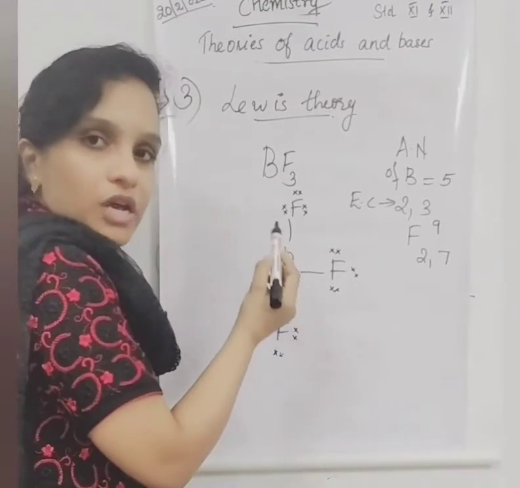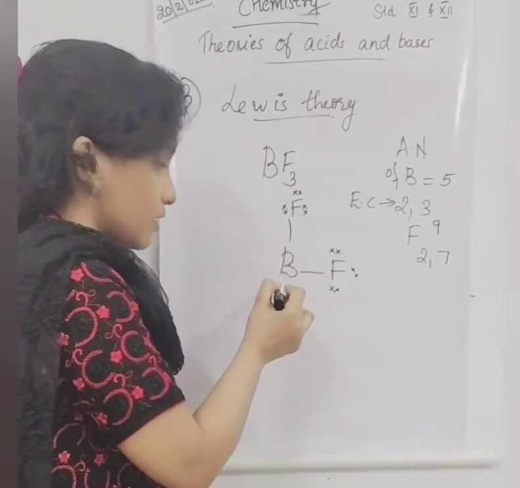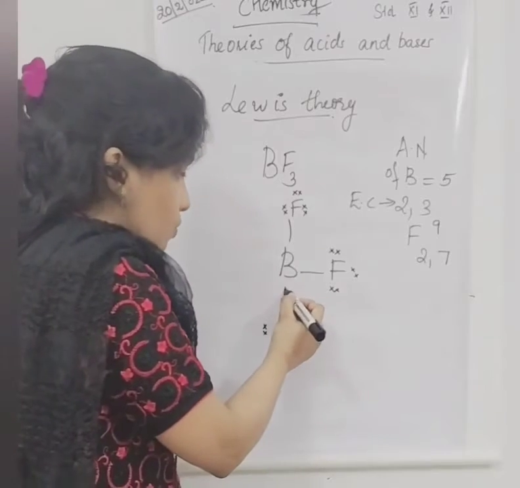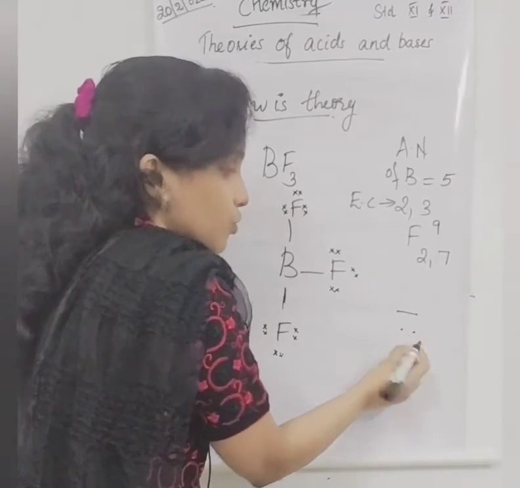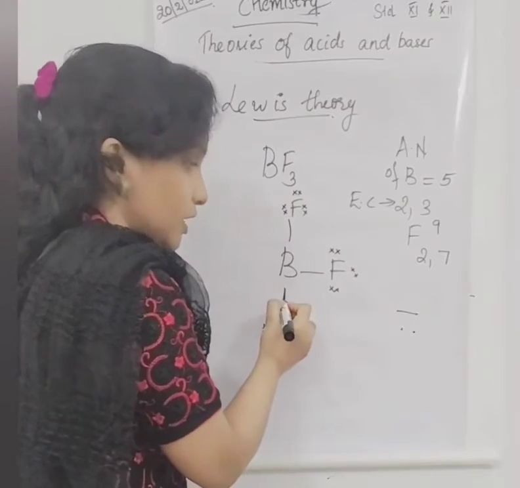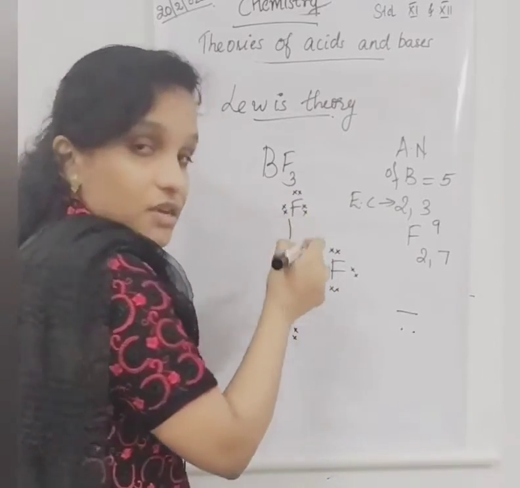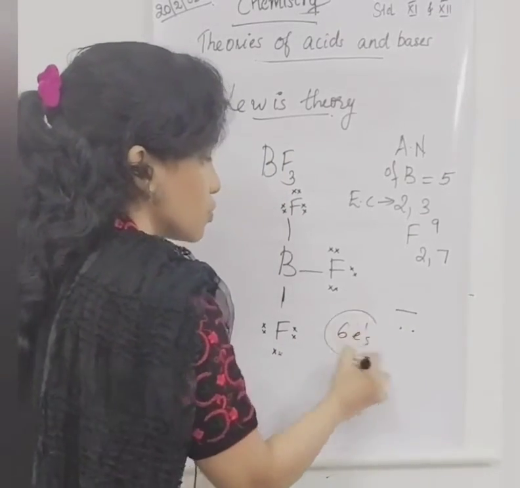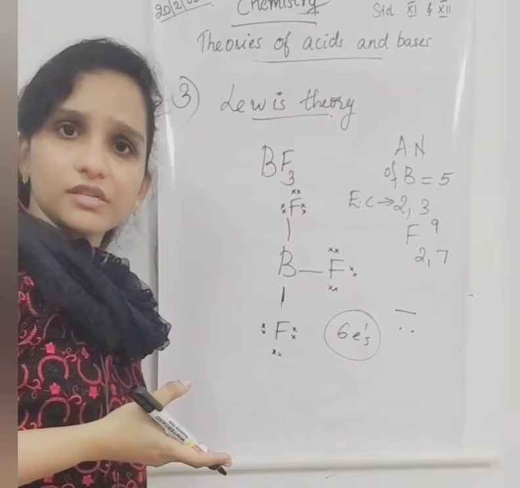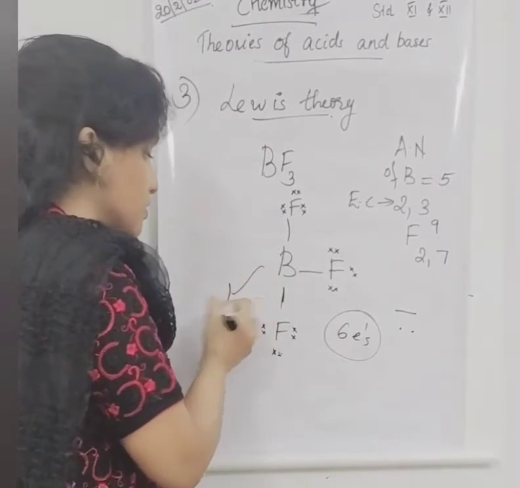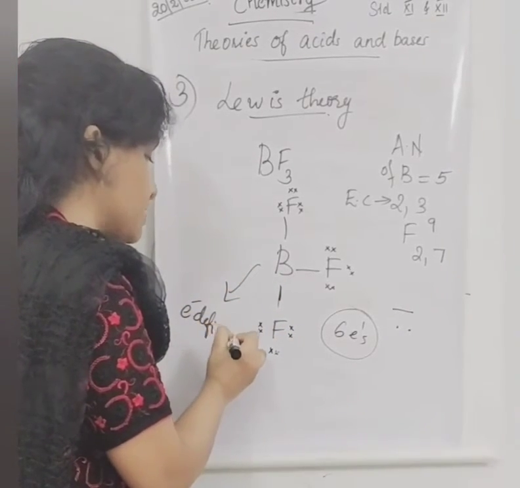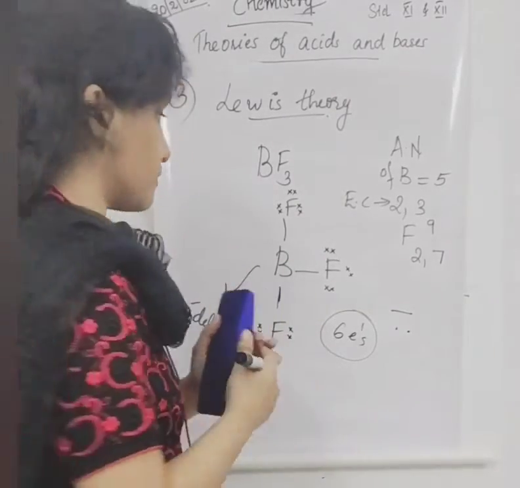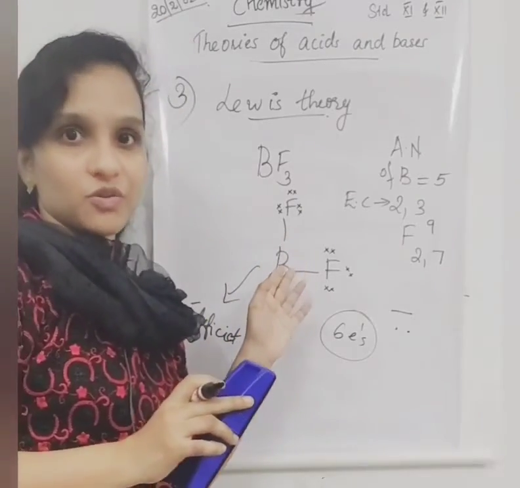See? Now boron has how many electrons? 1, 2, 3. Here also with fluorine 4, 5, 6. Right? Two electrons make one bond. So there are 2 electrons here, 1, 2, 3, 4, 5, 6. So there are 6 electrons in the outermost shell, right? Is it completing the octet? No, it is deficient. It is electron deficit, it doesn't contain 8 electrons. So it needs 2 more electrons to complete the octet.